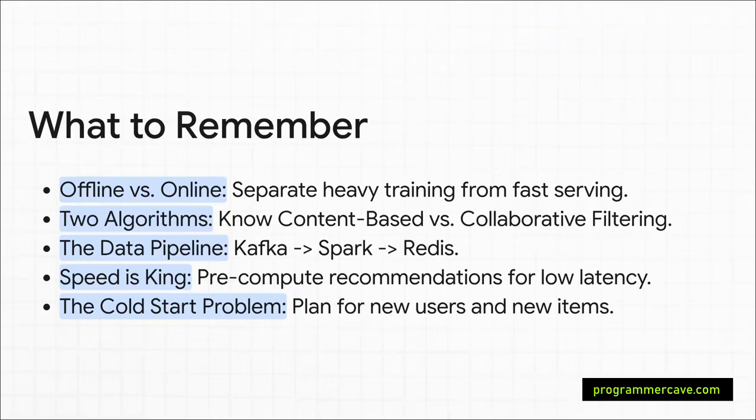All right, here are the 5 big takeaways. Number 1, offline versus online. You have to separate the slow, heavy work from the fast, user-facing delivery. 2, the 2 algorithms. You need to know when to look at the content itself versus the crowd's behavior. 3, the data pipeline. Remember the flow from Kafka to Spark to Redis? 4, speed is king, which means you have to pre-compute your recommendations. And 5, always have a plan for the cold start problem.